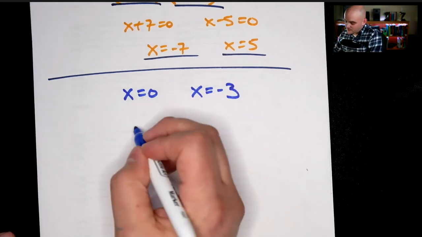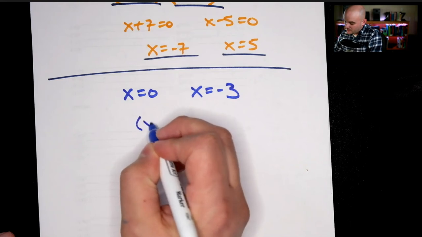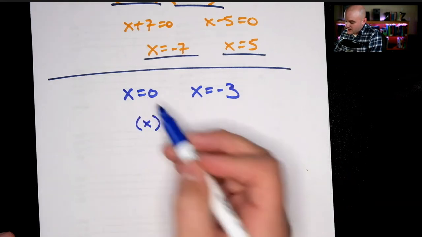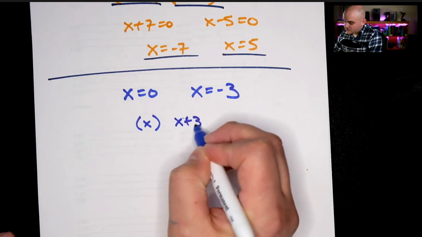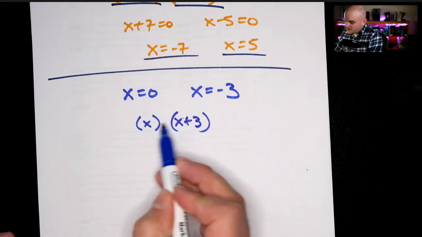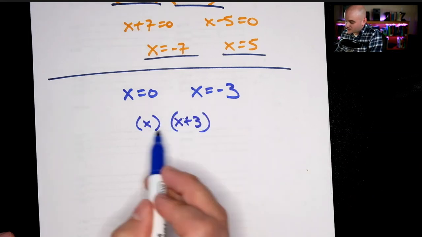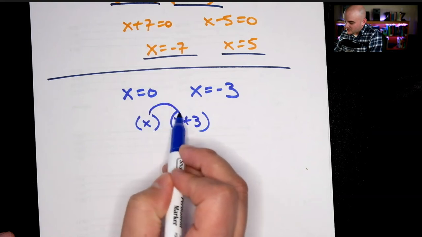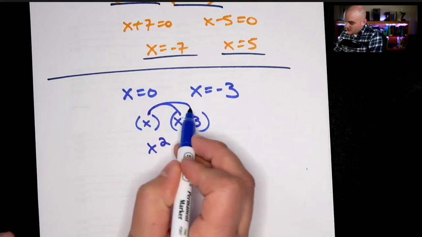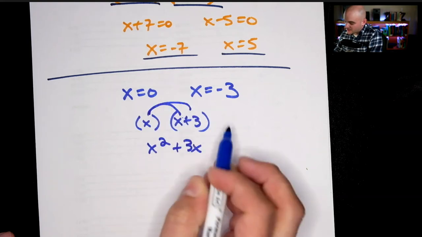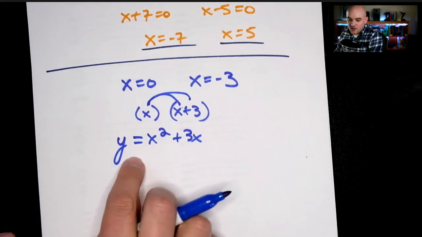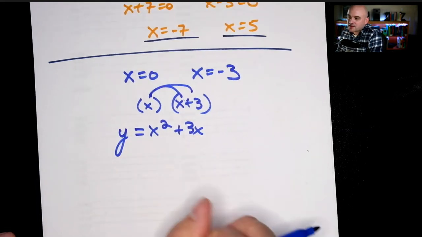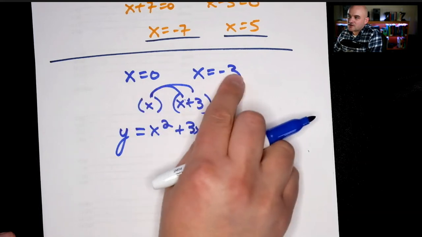So this is just x equals 0, so you can just write x as a factor there. And then move the negative 3 over, we get x plus 3. So these are the factors of this polynomial. Now multiply them out. x times x gives me x squared, and x times 3 gives me 3x. So here's our function. We can say y equals x squared plus 3x. That is our function, and these are the zeros of that function.